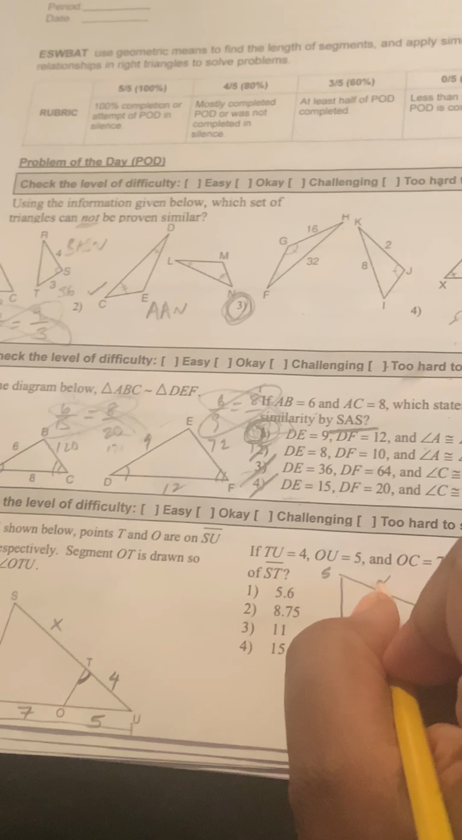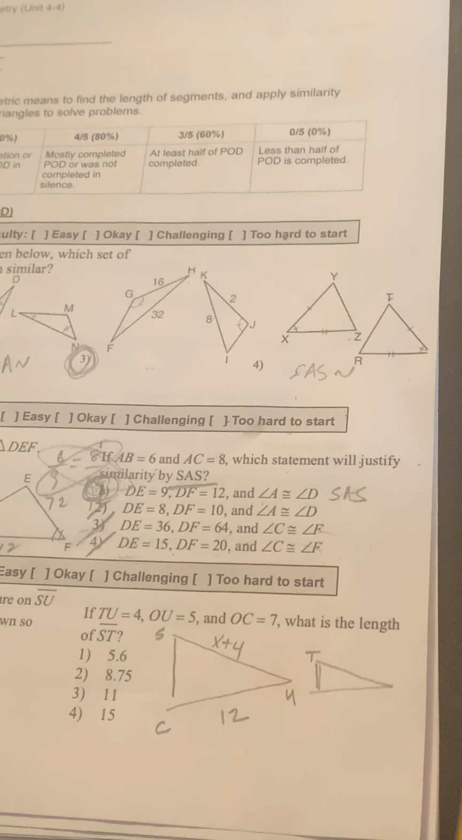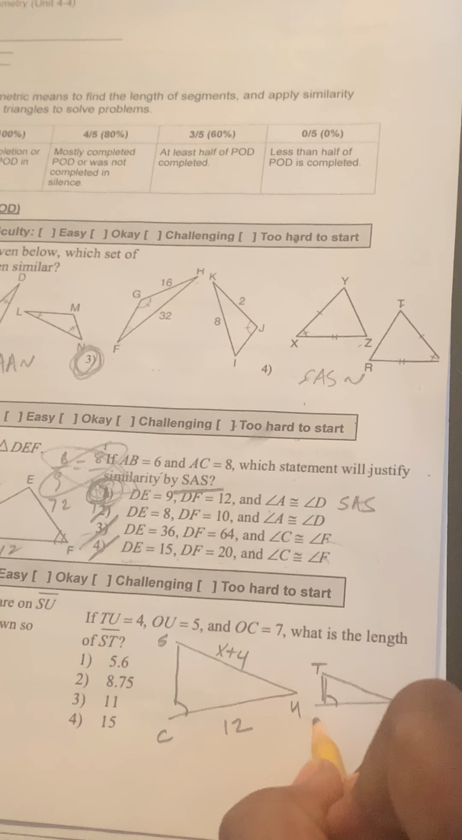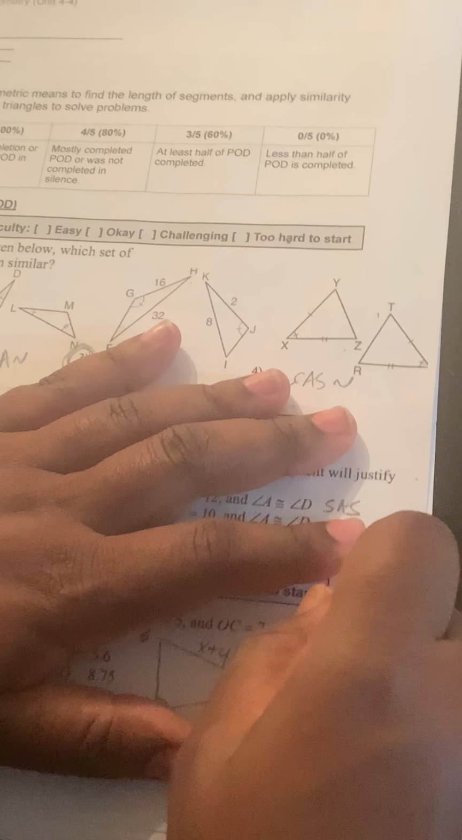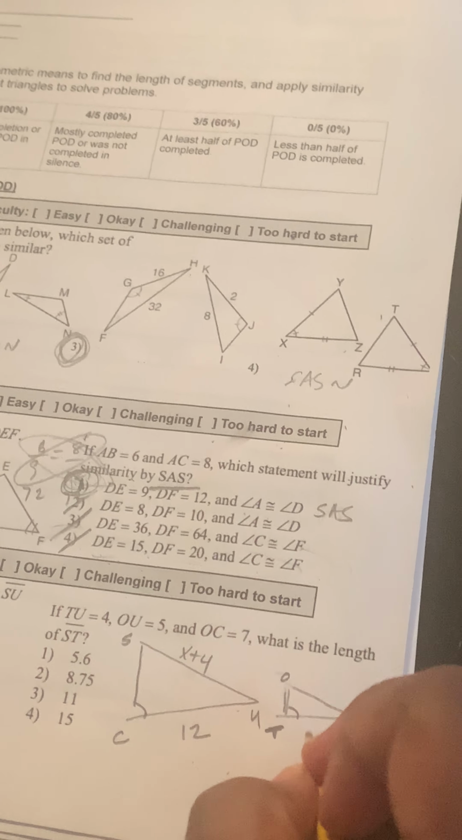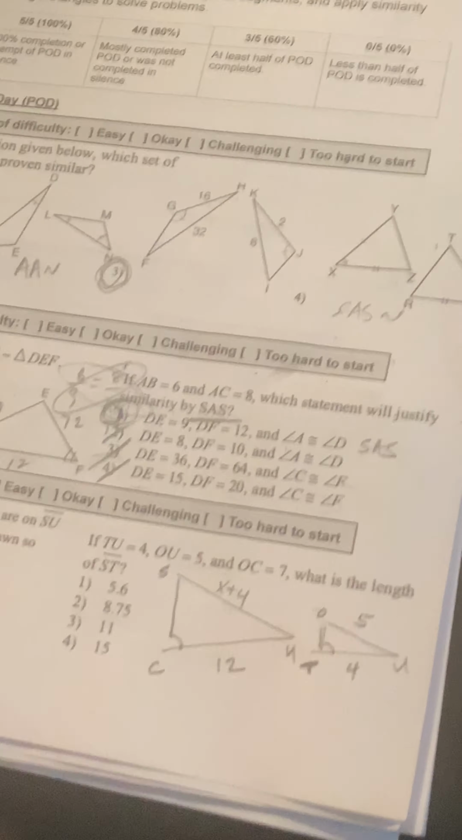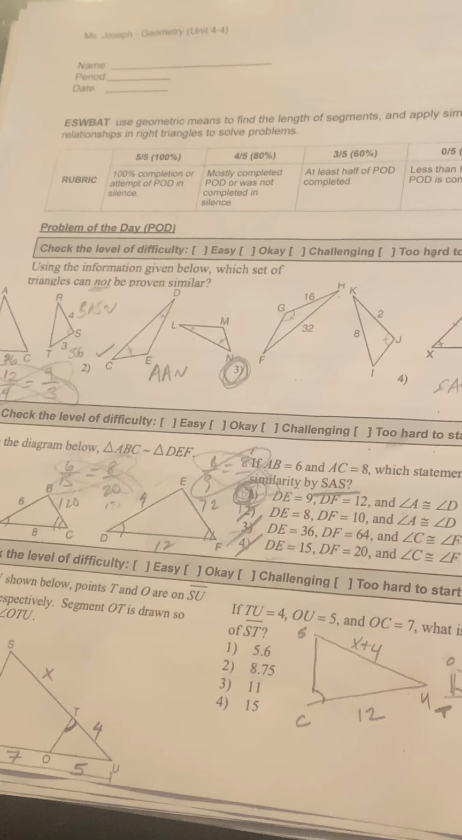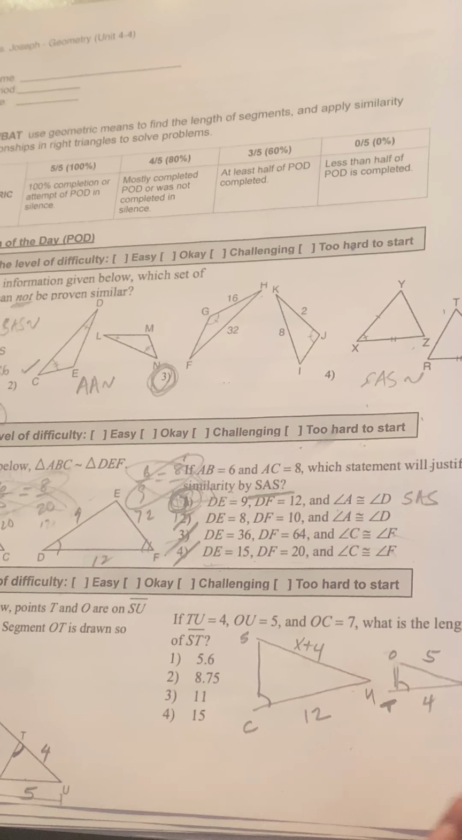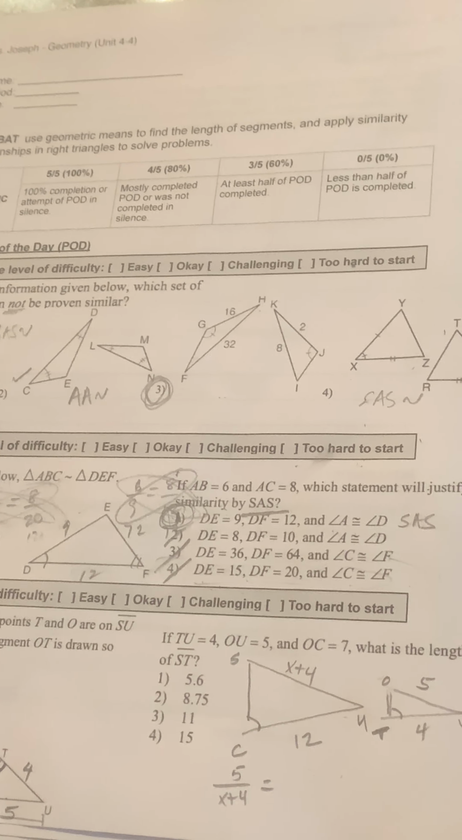And this side, x plus 4. And this side with T, because we want the 2 angles to correspond, we're going to put T right here, and then O here, and then U. So UT is 4 and OU is 5. Now we can clearly see the proportional relationship and we can set up our proportion. We want 5 over x plus 4 is equal to 4 over 12.